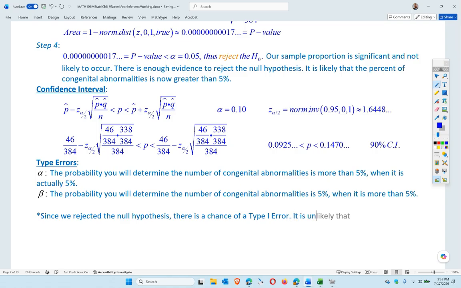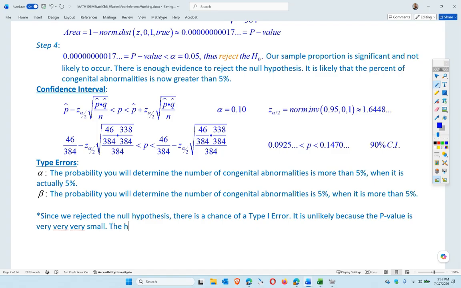It is unlikely because the p-value is very, very small. And that's an incredibly small p-value. So it's unlikely we have a type 1 error, but it's possible because we rejected it. Maybe we shouldn't have. That's what a type 1 error is.